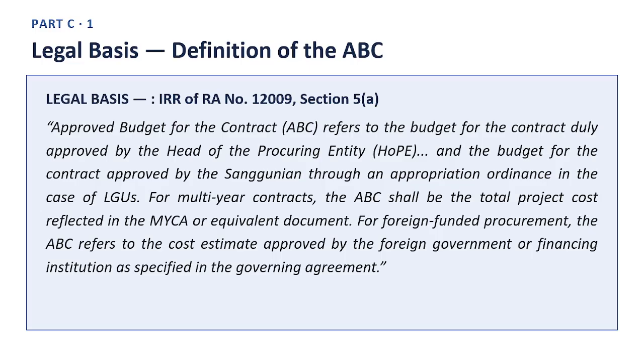This definition might look purely technical, but it is the anchor for almost every audit finding involving the approved budget for the contract. If you remember only one sentence from this entire guide, remember this. For a local government unit, the approved budget for the contract must be traceable to a specific line item inside an enacted appropriation ordinance. Next slide.